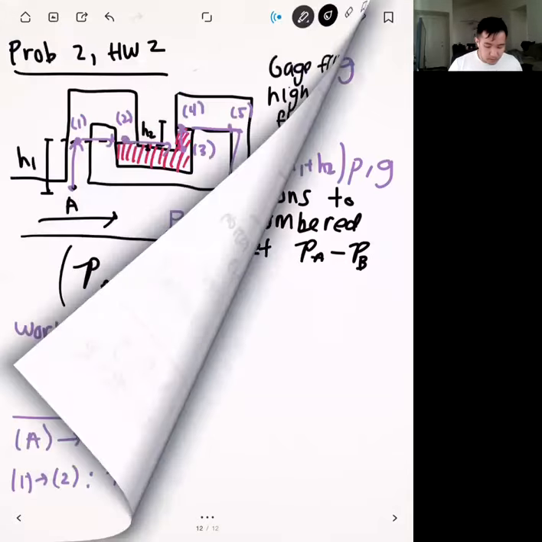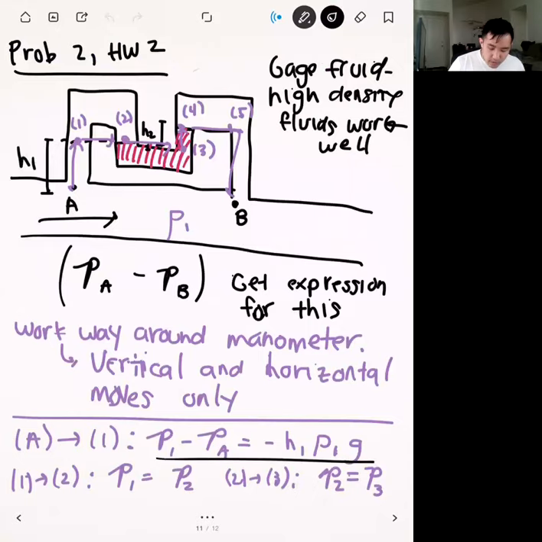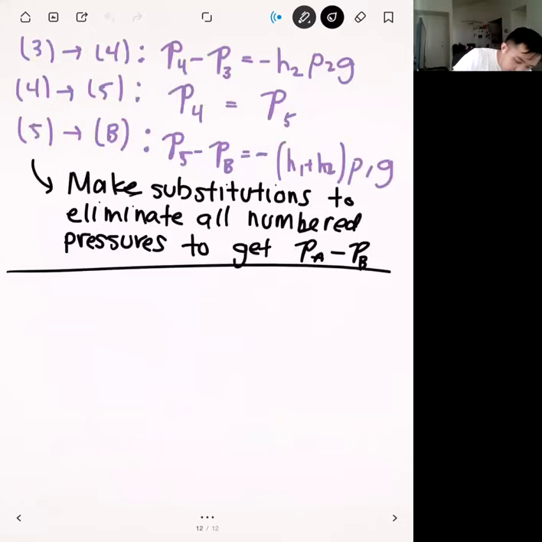Let's start with our first equation right here, and note that we have P1 right here. First, let's go about eliminating P1. To eliminate P1, we can use this formula right here, so we can plug P2 in for that. And so we have P2 minus PA is equal to minus H1 ρ1 G. Then now we need to eliminate P2, and the way we can eliminate P2 is using this formula right here. From that, we can say that we have P3 minus PA is equal to minus H1 ρ1 G. So let's go ahead and write that down.